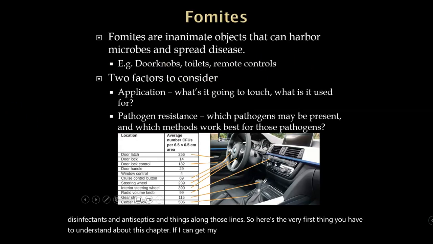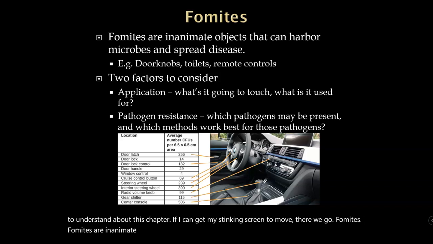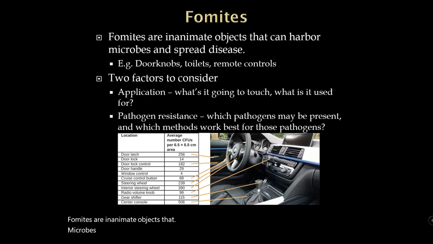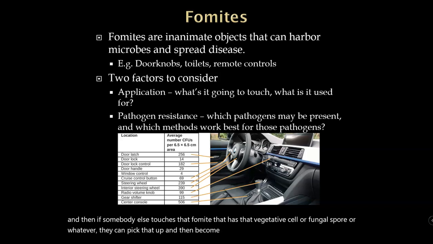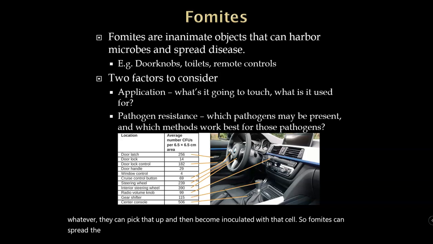There we go. Fomites. Fomites are inanimate objects that microbes like vegetative bacteria or viruses or fungal spores or even fungal cells can land upon, and then if somebody else touches that fomite that has that vegetative cell or fungal spore or whatever, they can pick that up and then become inoculated with that cell. So fomites can spread the transmission of, we'll call them germs, even though we don't like that term in microbiology.